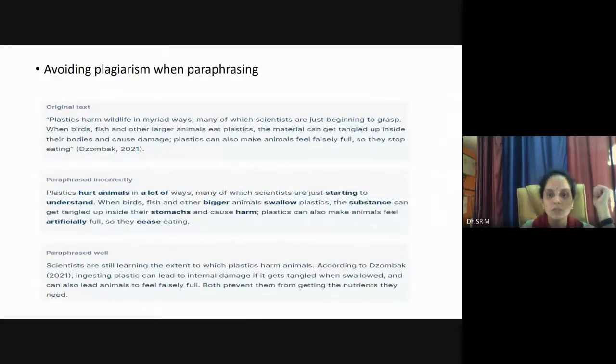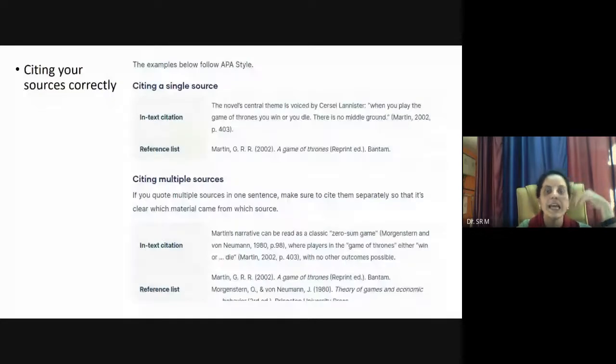Then citing your sources correctly. Every time you quote or paraphrase, you must insert an in-text or footnote citation, because we are giving recognition to the original author. Each citation must correspond to a full reference in the reference list, or in the bibliography at the end of my paper, article, or thesis.